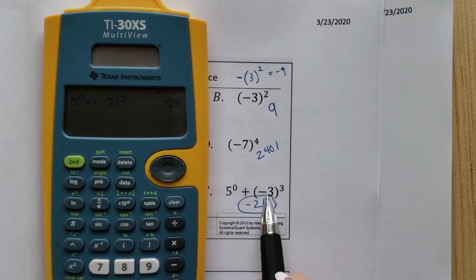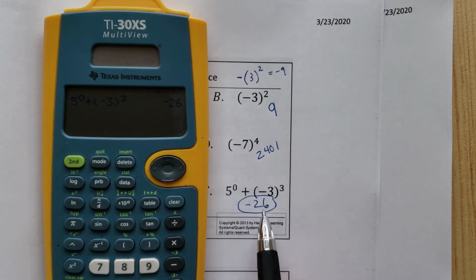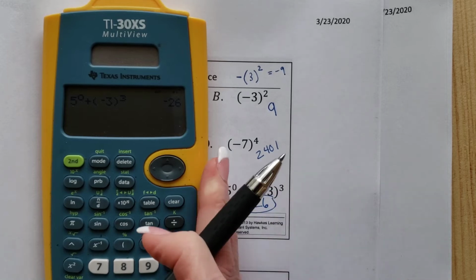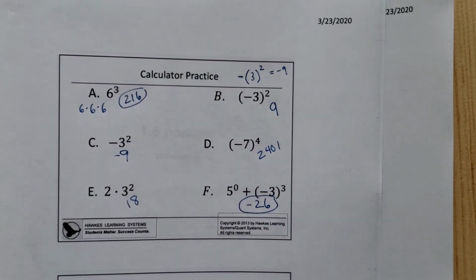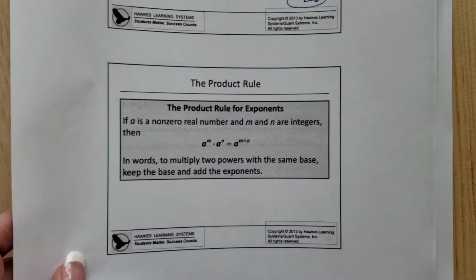And it's because -3 times -3 times -3 is -27. Any number raised to the 0 power is 1. So 1 plus -27 is -26. All right. So now that we've practiced in our calculator, we're going to look at a product rule.